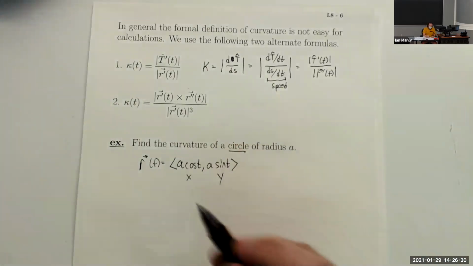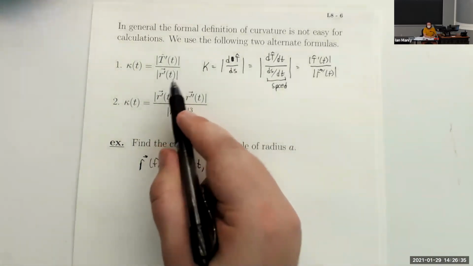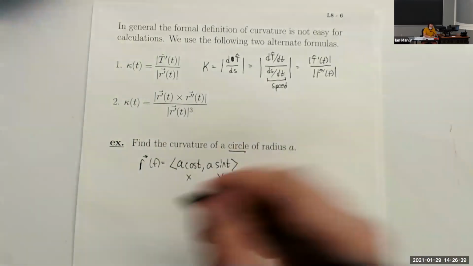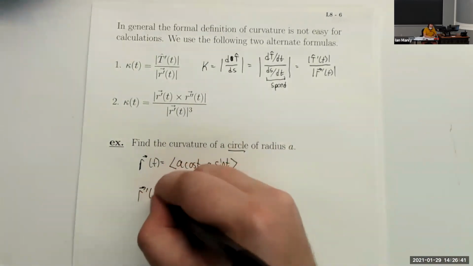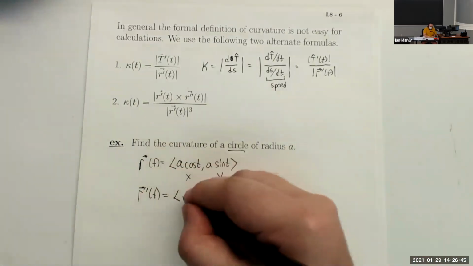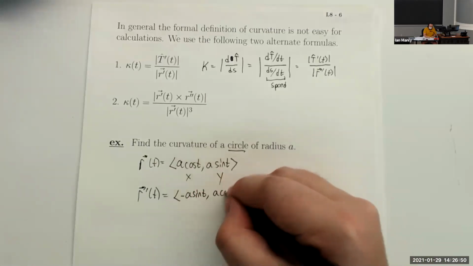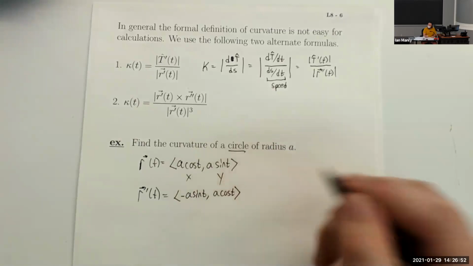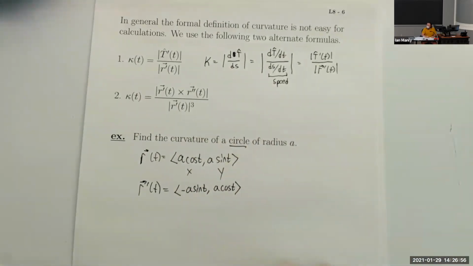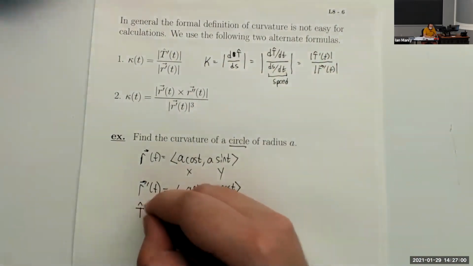All right, so what I'm going to do now, I'm going to go the number one route right here. I'm going to try to compute it this way, but you're welcome to try to do it this way. You should end up with the same answer. So we have r prime of t. Let's do the derivative here. The derivative here is negative a sine of t, and then we have a cosine of t right here.